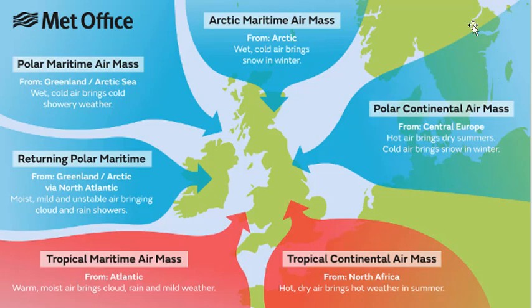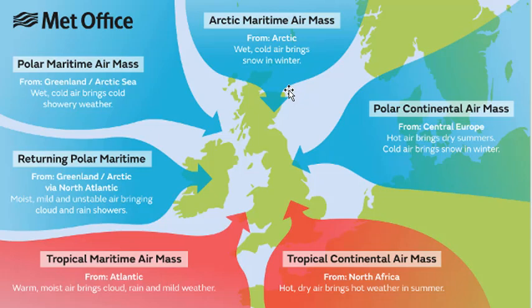And then you have here the polar continental air mass. Polar, so it's cold. Continental, therefore it's dry. Coming from Central Europe, hot air brings dry summers. Cold air brings snow in winter. Then you have here the Arctic maritime air mass. So it's coming from the Arctic. This is also cold. And then since maritime, coming from bodies of water, it's wet. Cold air brings snow in winter. So those are examples of air masses.